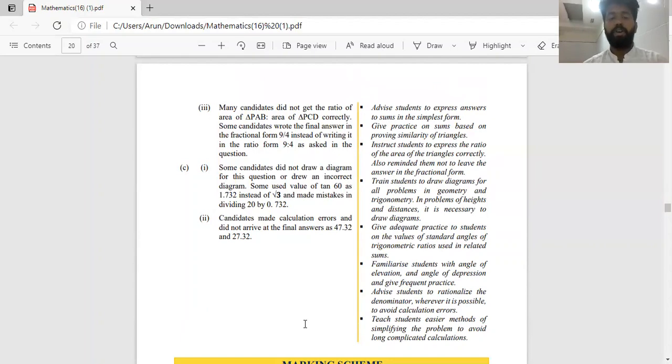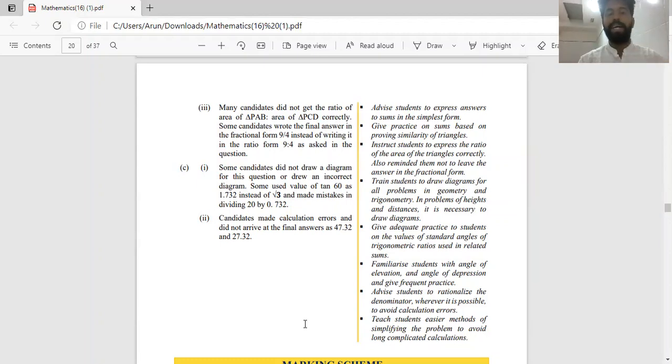Some candidates did not draw a diagram for this question, or drew an incorrect diagram. Some used the value of tan 60 as 1.732 instead of root 3 and made mistakes in dividing 20 by 0.732. Candidates made calculation errors and did not arrive at the final answers as 47.32 and 27.32. So these are the very basic mistakes that you can make in heights and distances. First thing, you need to practice making the diagram properly.